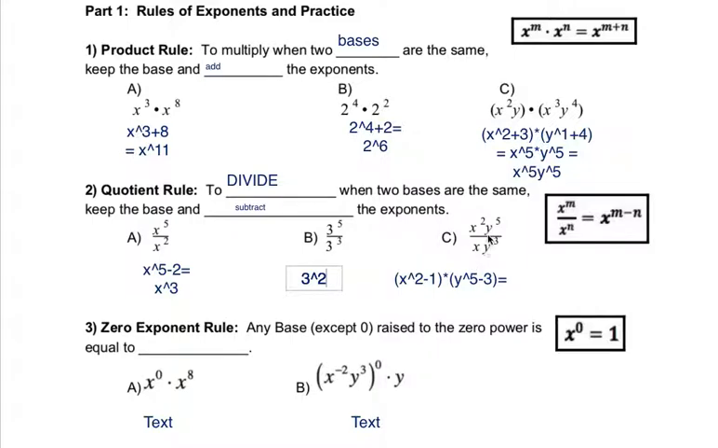In C, I have two variables here, so I have to isolate like terms. So I have my x's here, so I do those first. X to the 2nd over x to the 1st is the same as x to the 2 minus 1, because remember, this x here has an exponent of 1. And then I multiply that by my y's, so I have y to the 5th divided by y to the 3rd, or y to the 5 minus 3. So it becomes x to the 1st times y squared, or I can rewrite that as xy squared, like that.